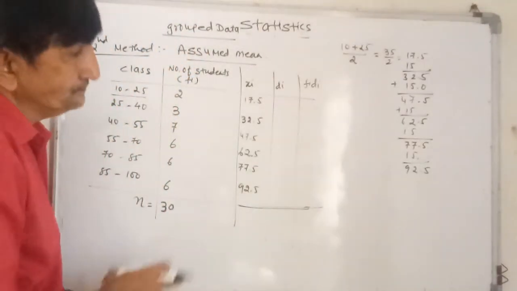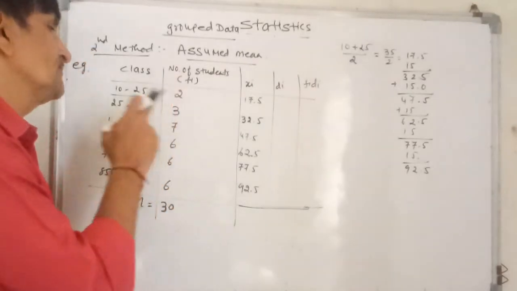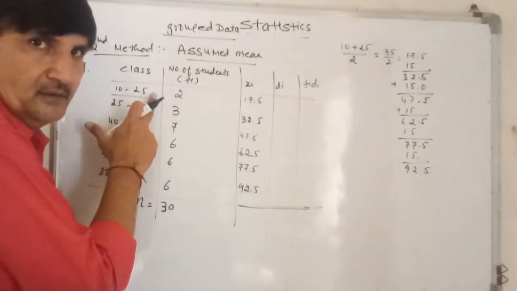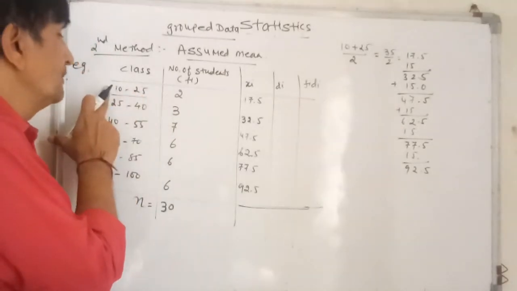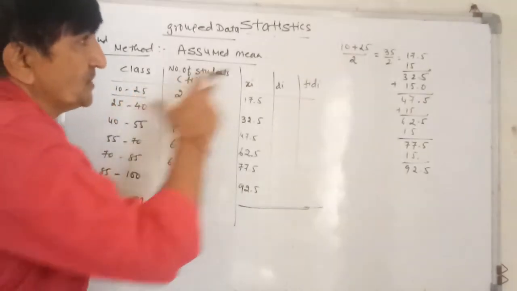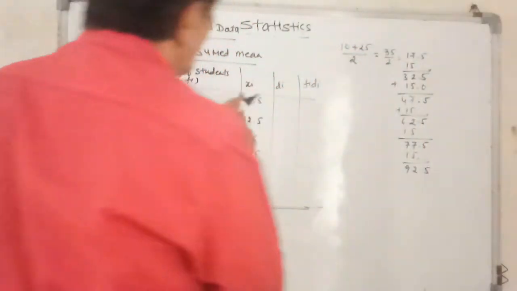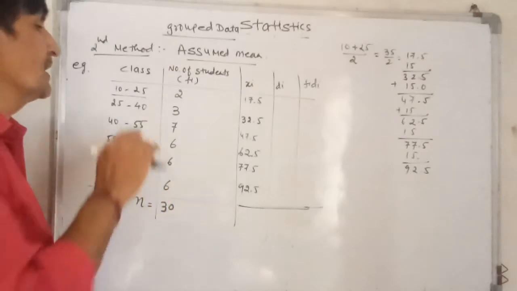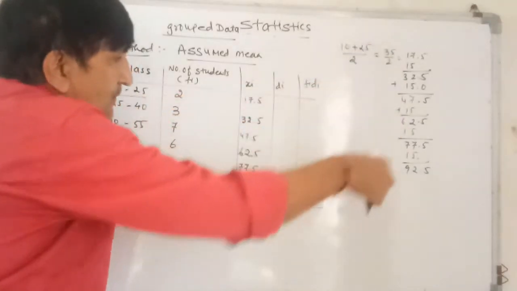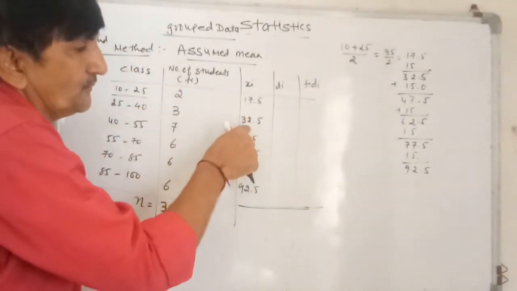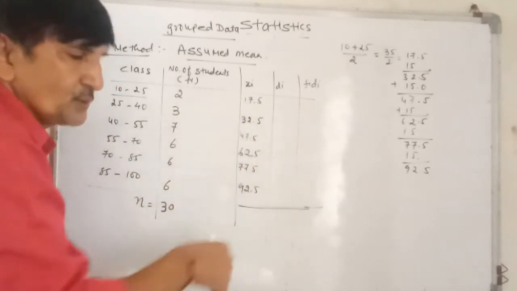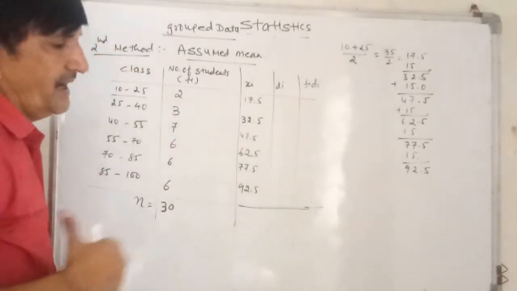Okay, so this is our xi. Just the first one we have to find by this method, that is 10 plus 25 divided by 2, which gives 17.5. Then we find the class length, 25 minus 10, so it is 15. Class length is 15, so just add 15 to this number: 32.5 plus 15 is 47.5, plus 15 is 62.5, and so on. So this is xi.